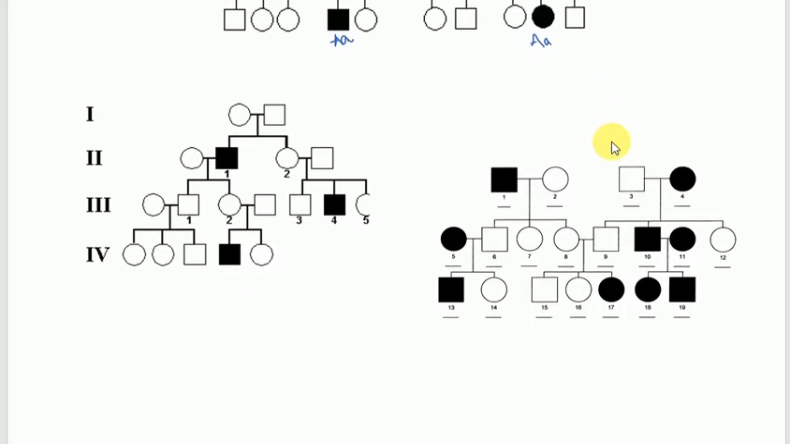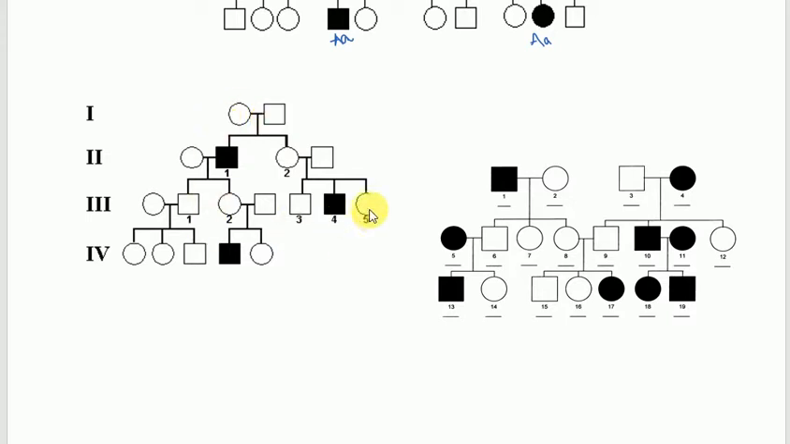Okay, let's try this one. So the first question, again, are the males and females equal? No. There are 3 males, no females. So we know that it is sex-linked. Is it dominant or recessive? Does it skip a generation? Yes. So we are looking at sex-linked recessive. So the first thing we're going to do is give the shaded individuals lower case letters. So here we know that this guy is X little a Y, X little a Y.